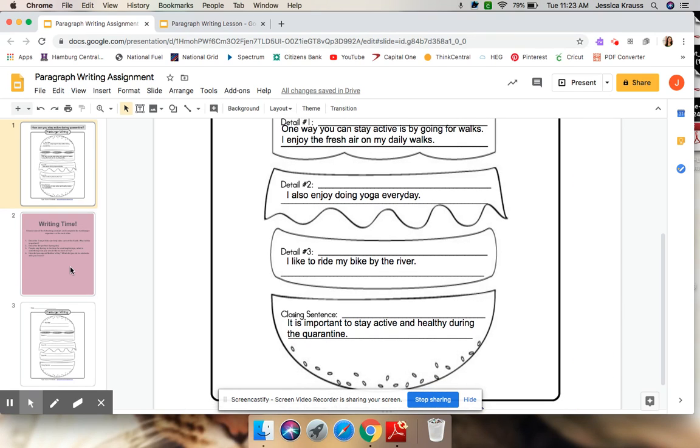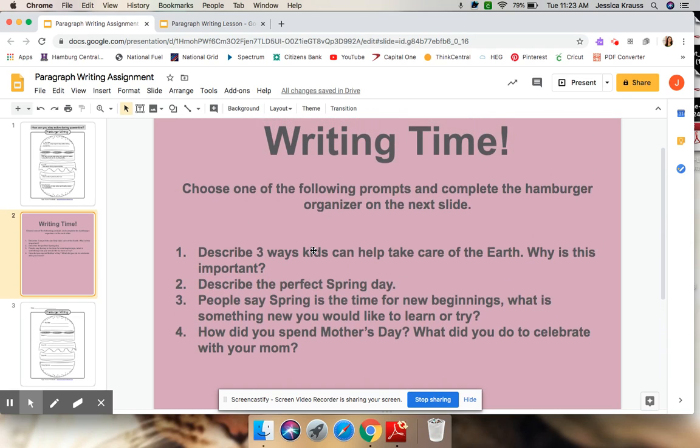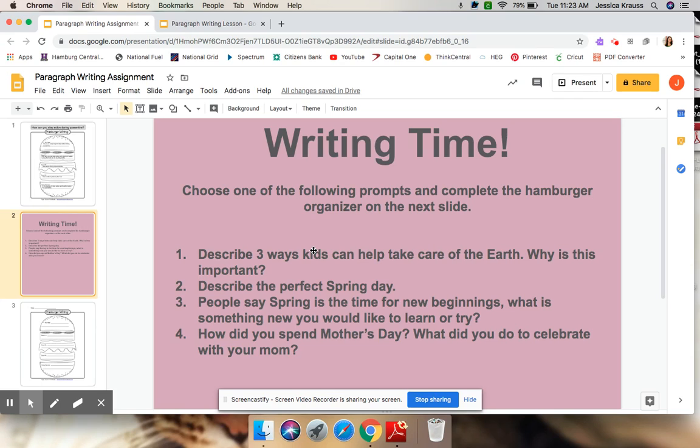So, for your challenge today, writing time, you are going to choose one of the following prompts and complete the hamburger organizer on the next slide. You are given 4 options to choose from. You only have to do one. You can choose to describe 3 ways kids can help take care of the earth. Why is this important? You can describe the perfect spring day. People say spring is the time for new beginnings. What is something new you would like to learn or try? Or how did you spend your Mother's Day? What did you do to celebrate with your mom?